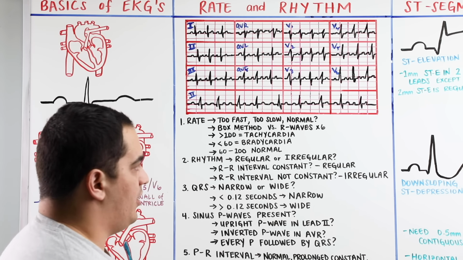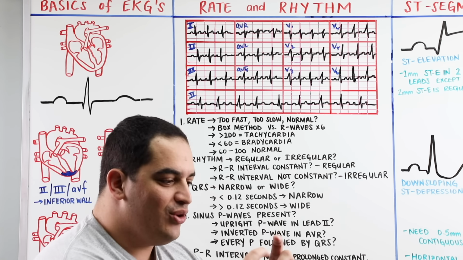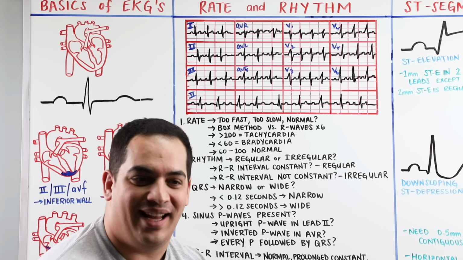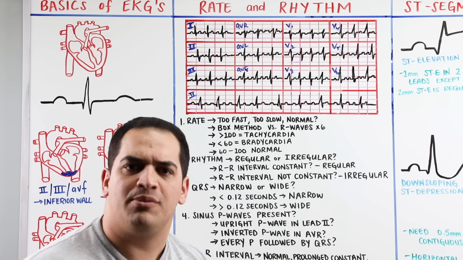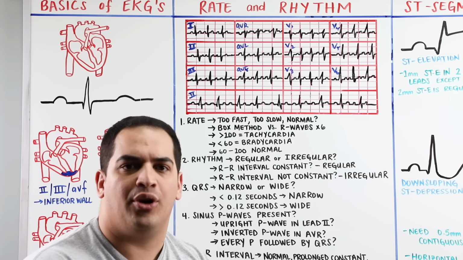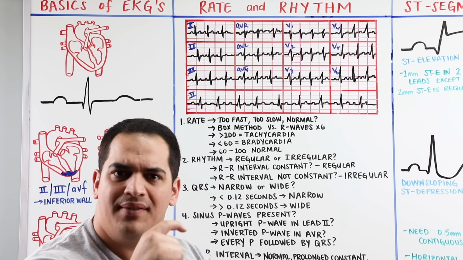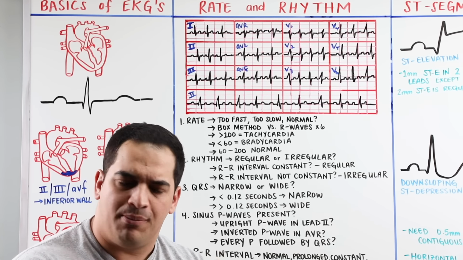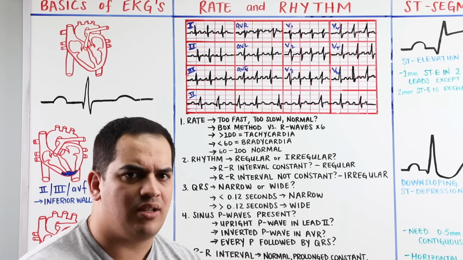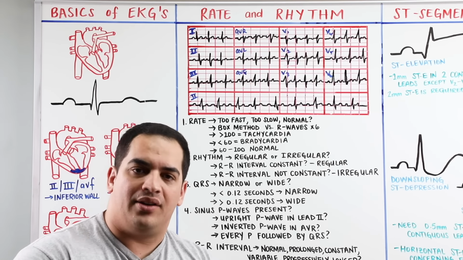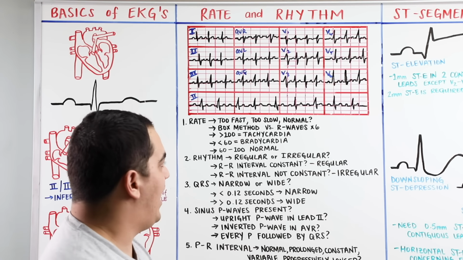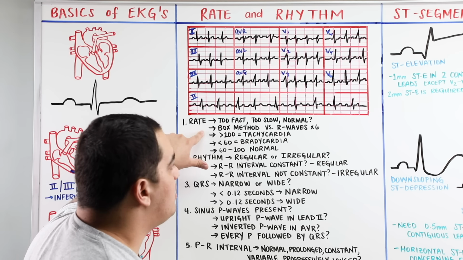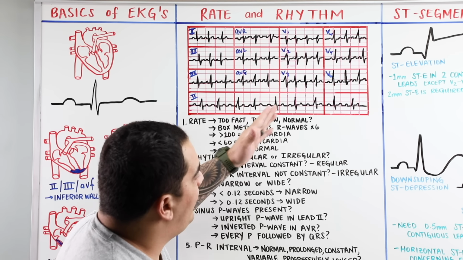How do I determine this though? There's a couple ways. One is usually on the printout of the 12-lead EKG, they can give you the rate. And for the most part, those are usually accurate rates, other than if they have peaked T waves. Sometimes that can track off the T wave instead of the QRS complex. But for the most part, the machine is relatively good at giving you a rate. But always make sure. How do we do that? There's two methods. There's the box method, and then there's the R waves times 6.